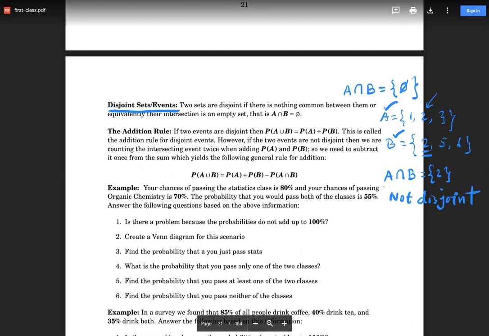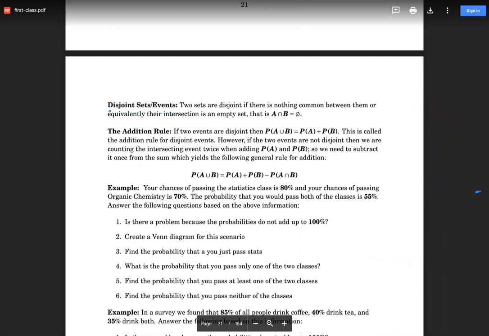Whereas if event A is 1, 3, 5 and event B is 2, 4, again rolling a die, these are disjoint. Why? Because A intersection B is the empty set. There is nothing common between the two. So two events are disjoint if their intersection is empty.